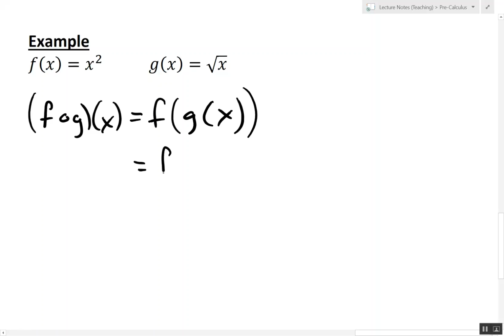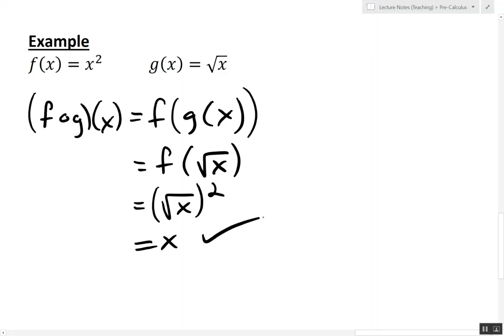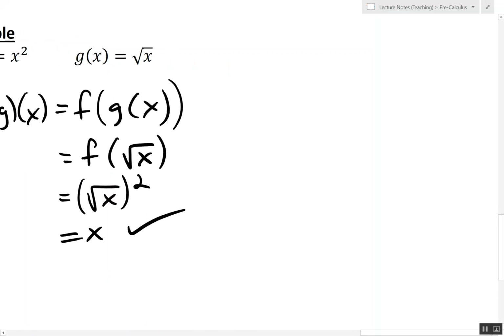And so this is going to be f evaluated at the square root of x. And so we're going to get the square root of x all squared, and just like I said a moment ago, the square root and square cancel each other and gives you x. So this condition is satisfied.